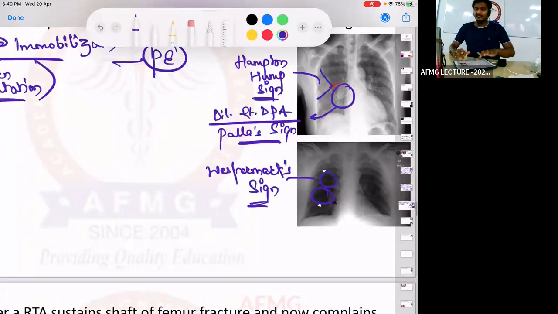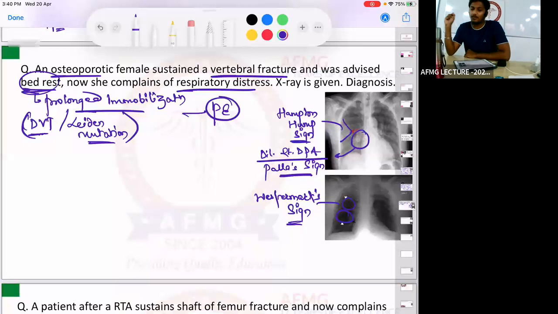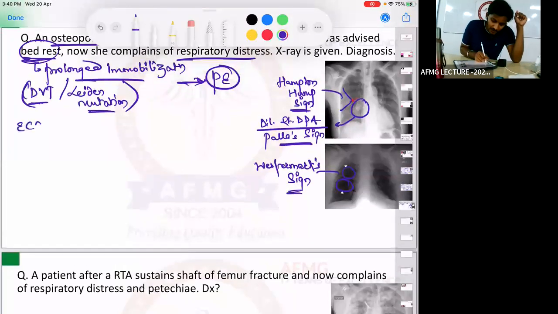So three chest X-ray findings in a patient of massive pulmonary embolism. First is Hampton's hump. Second, dilated right descending pulmonary artery. And third, focal oligemia, which is Westermark sign. Now, in cases of massive pulmonary embolism, the patient can also show some ECG features.